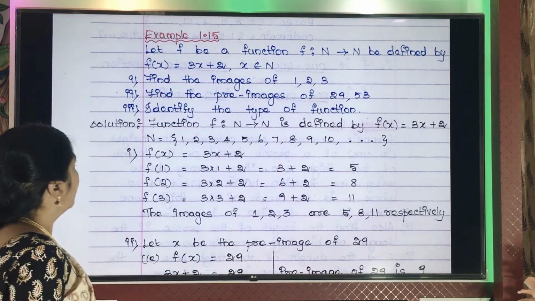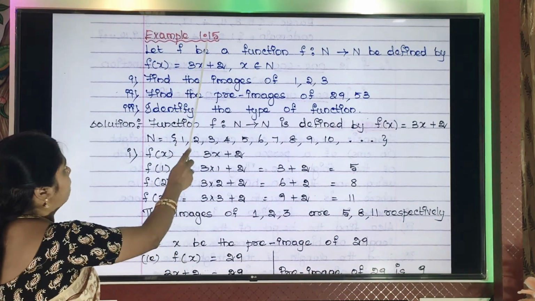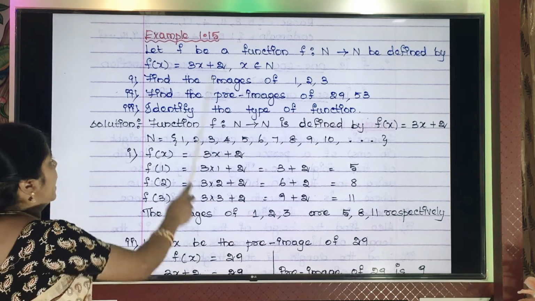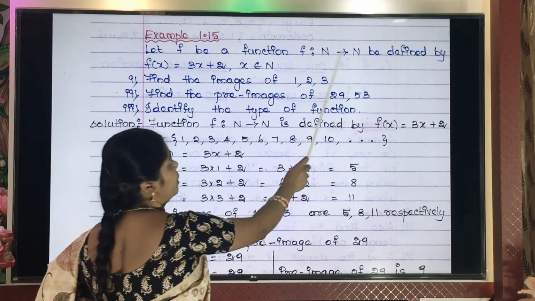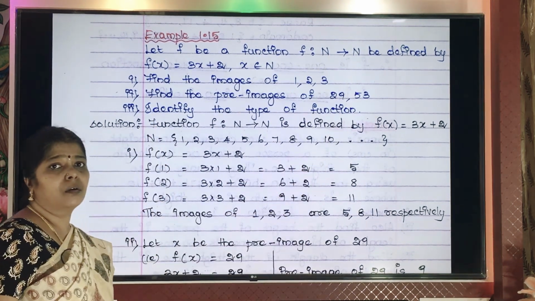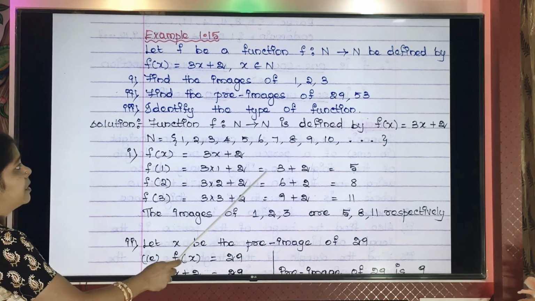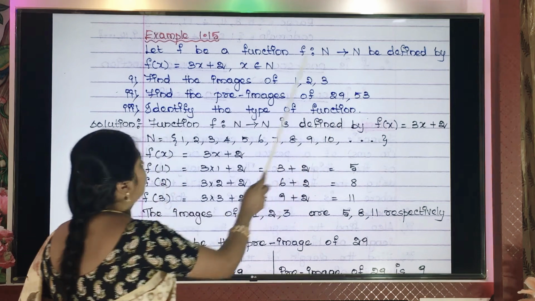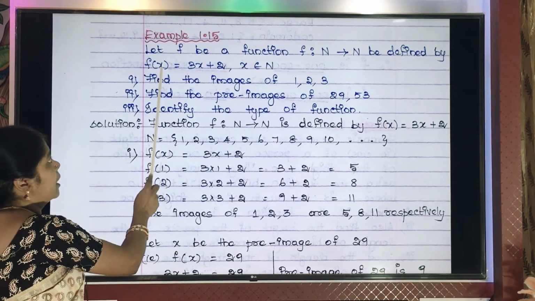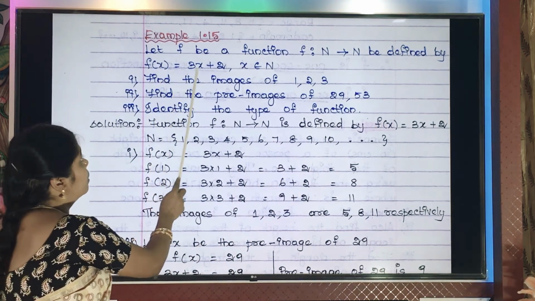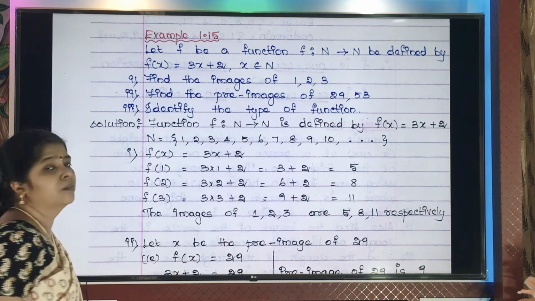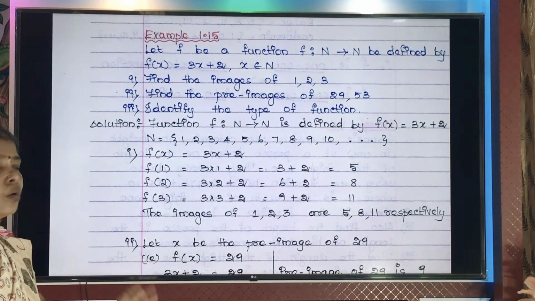Okay. Now we will pass on to example 1.15. Let f be a function from natural numbers to natural numbers. So here the function is from natural numbers to natural numbers. And it is defined by, what is the definition given? F of x is equal to 3x plus 2. This is the rule given.